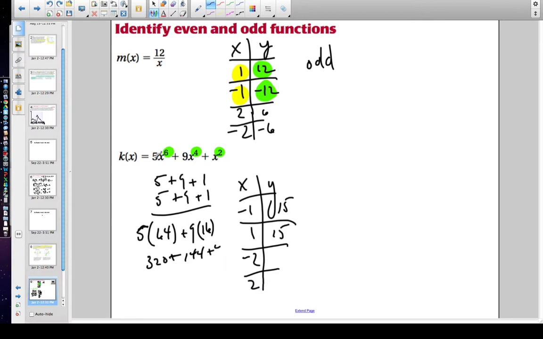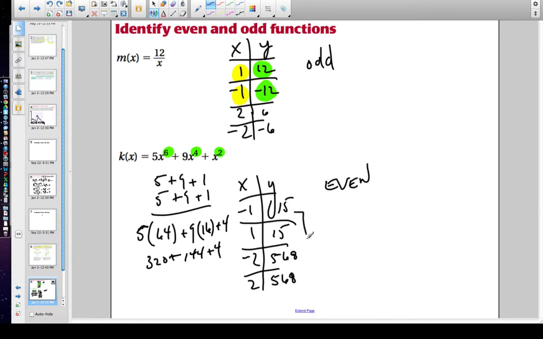And you can see that when I plug 2 in, I'm going to get the 64 and the 16 and the 4, just like I did here. That's what it looks like when it's an even function. So 320 and 144 is 464. Right? So this is even.